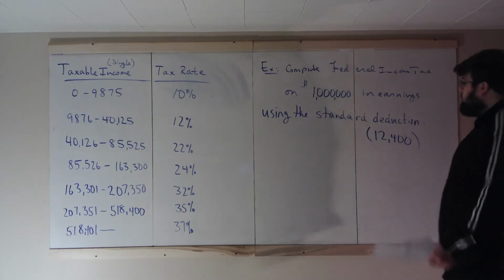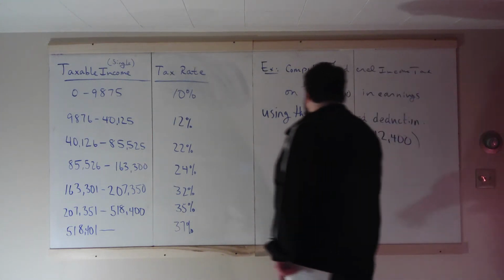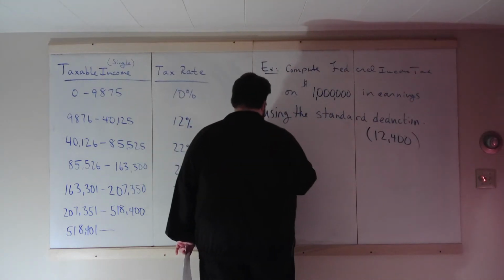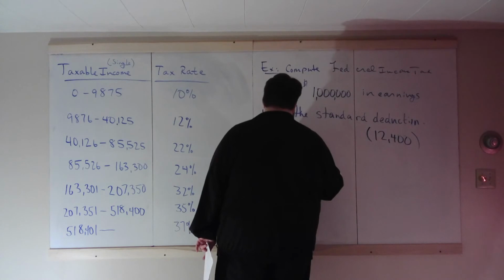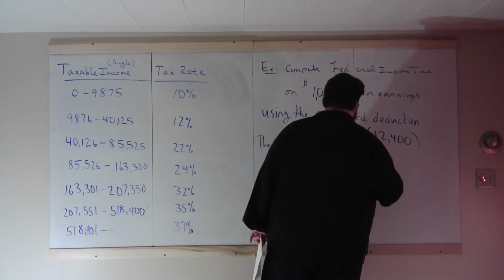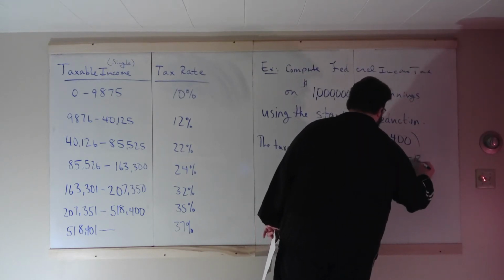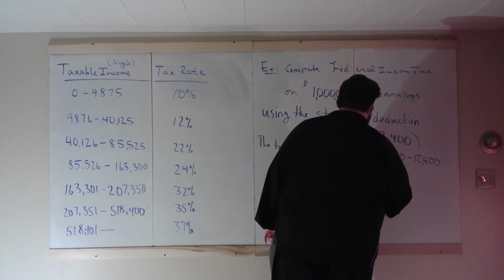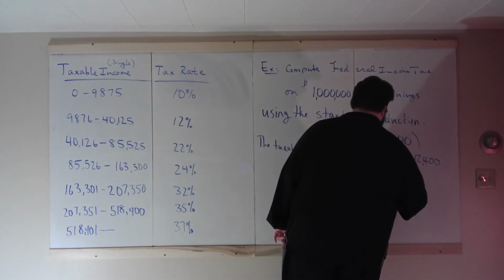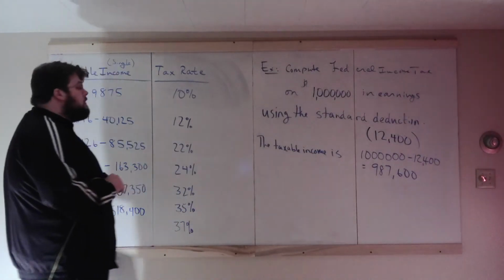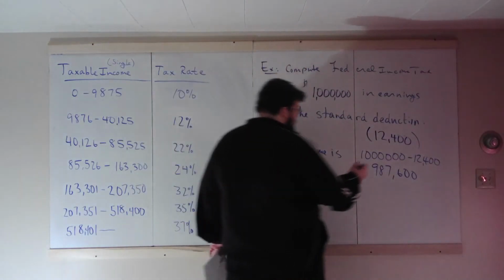But find a federal income tax for $1 million. Well, our taxable income here is not $1 million. The taxable income is what? Well, it's $1 million minus 12.4, and what's that? That's 987,600. Huh, interesting. 9,876. I have that written down here. I didn't notice it was just four numbers in a row. The taxable income is 987,600.